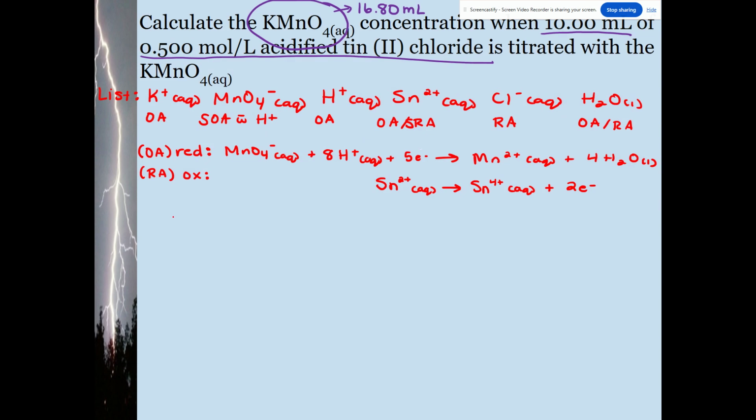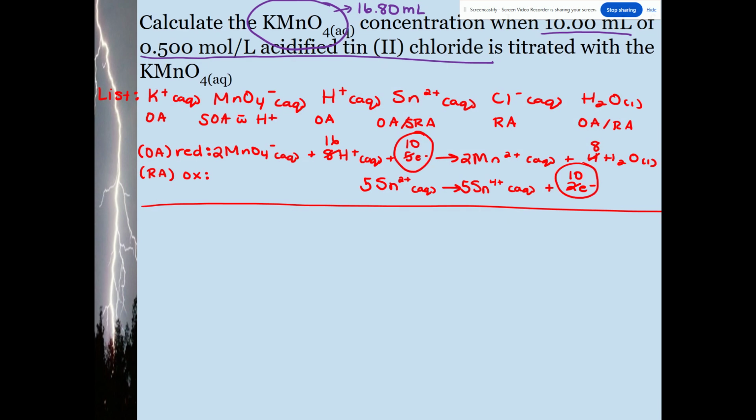Now we balance our electrons. I have 5 and 2. So the first common thing I can get them to is 10. So this half reaction will have to be multiplied by 2. So this becomes 2, this becomes 16, this becomes 10, this becomes 2, this becomes 8. And I multiply my other half reaction by 5. 5, 5, and that becomes 10. So my electrons now balance.